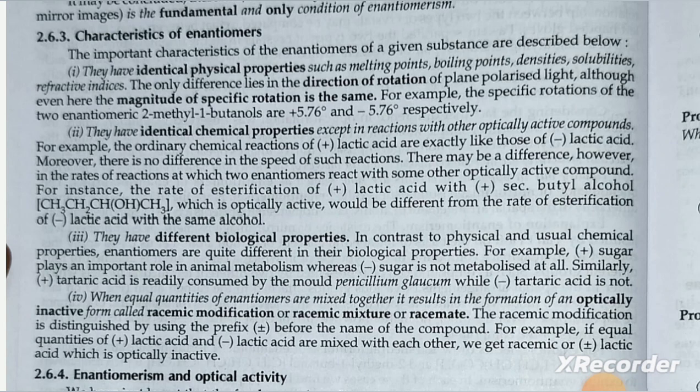Fourth, when equal quantities of enantiomers are mixed together, it results in the formation of an optically inactive form called a racemic modification, racemic mixture, or racemate. The racemic modification is distinguished by using the prefix plus-minus before the name of the compound. For example, if equal quantities of plus lactic acid and minus lactic acid are mixed with each other, we get racemic or plus-minus lactic acid, which is optically inactive.